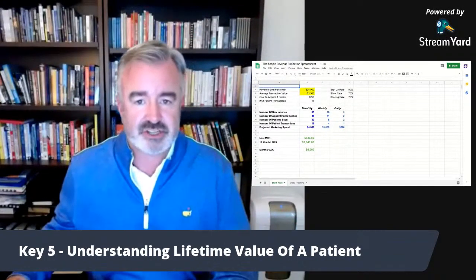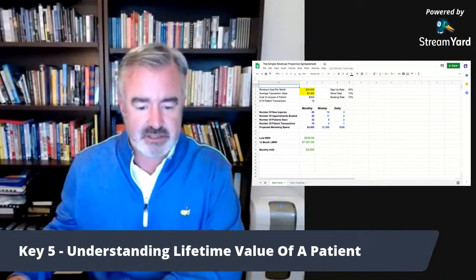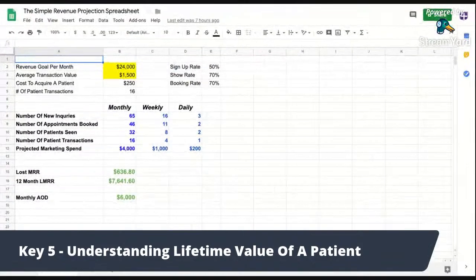So I have a spreadsheet. I love spreadsheets. So let me just bring this up here. And I think that this is going to really kind of open your eyes to a couple of things. So this is a simple revenue projection spreadsheet that I use. And this top part really just shows you, based on how much money you want to make per month, how much revenue you want to drive per month, it will tell you how many leads you need to have coming in each and every single month.